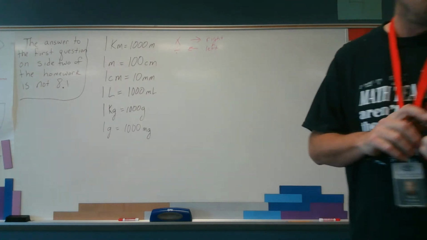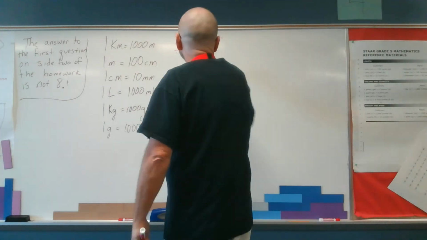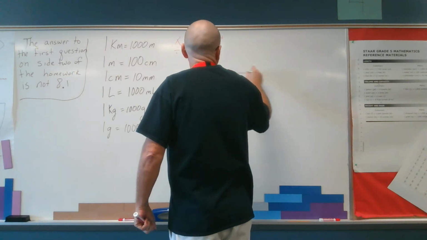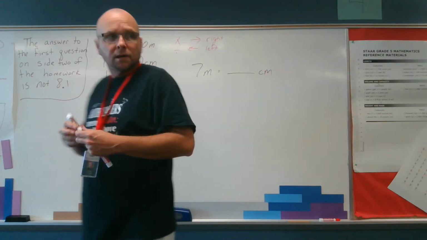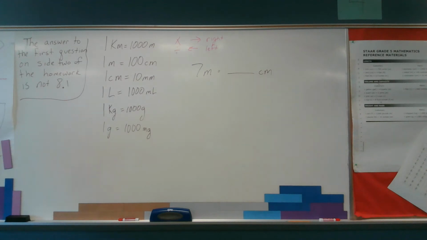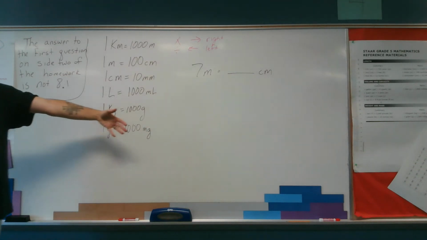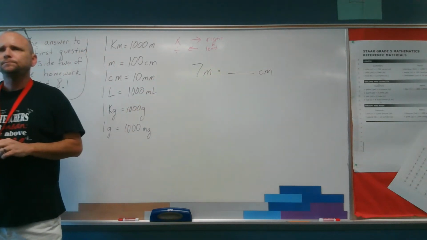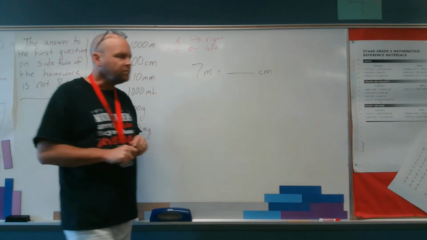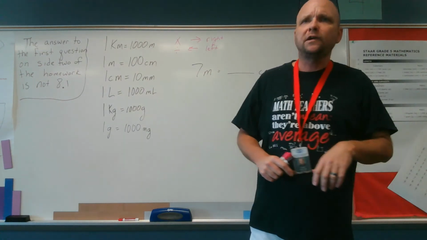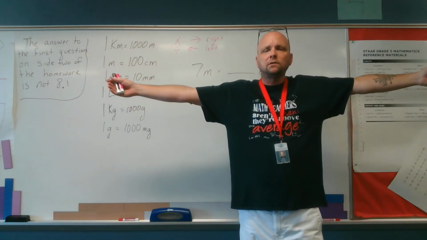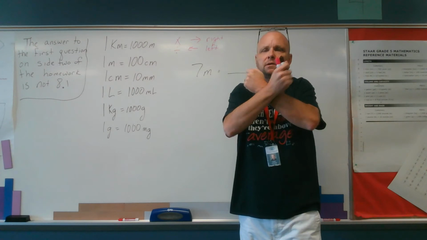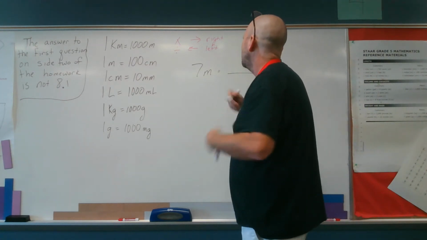7 meters. Okay, so we have 7 meters equals blank centimeters. What is bigger, a meter or a centimeter? A meter is bigger. So the information we know is a meter is bigger than a centimeter, so we're going to multiply.